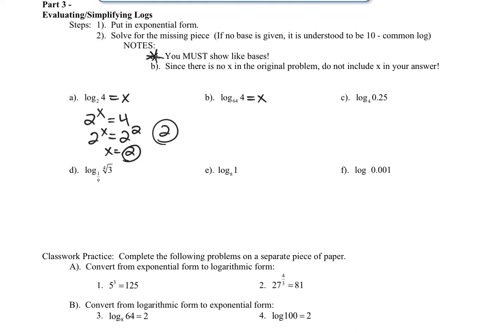Introduce your x again, convert to exponential form: 64 to what power is equal to 4? Think like bases. The left side I can make 64 into 4 cubed, which would give me 4 to the 3x equals 4 to the first, and then I can set the exponents equal to each other. So 3x is equal to 1, therefore I divide by 3 and I get 1/3. Notice again I didn't circle the x is equal to.